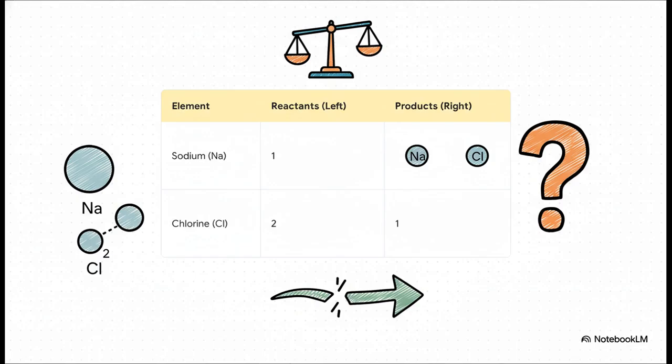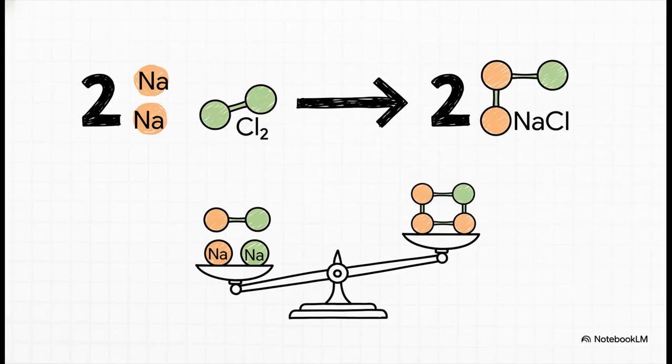We start with 2 atoms on the left, but we only have 1 on the right. That atom can't just disappear into thin air. We've got to fix this. So what's the fix? Well, we bring in our one and only tool, coefficients.